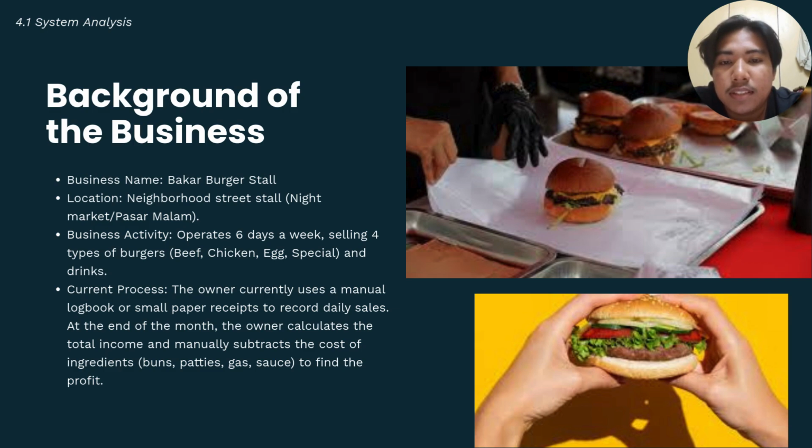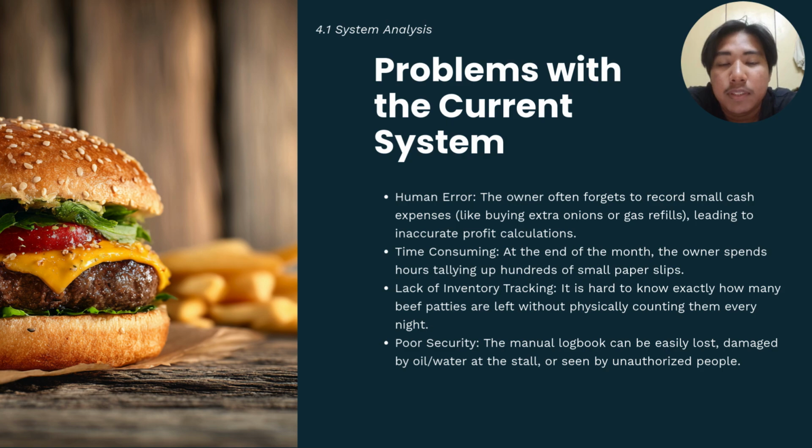It operates 6 days a week except Friday and sells 4 types of burgers like beef, chicken, egg, and specials, and carbonated drinks. Currently, the owner still uses a manual logbook and paper receipts like memos to record daily sales. At the end of the month, the owner will manually calculate total income and subtract the cost of material to find the profit. The business's current system is prone to many problems.